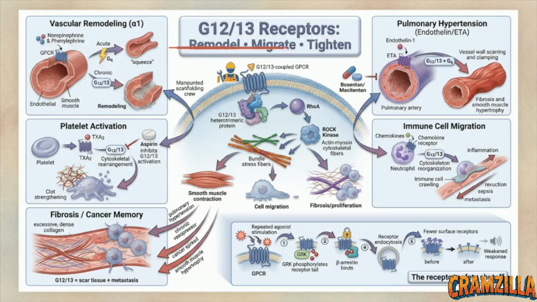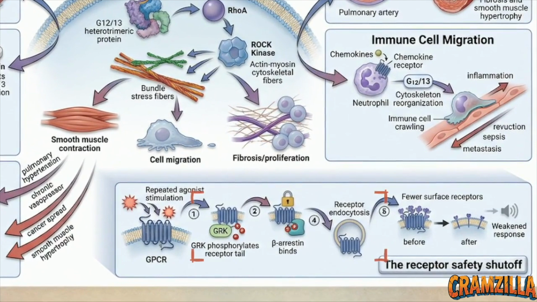Bringing the entire schematic back into view, the relationship between structure and tolerance becomes clear. On the top and left, we have the builder. The G12/13 pathway utilizes Rho and ROCK to force cytoskeletal shape changes, driving migration, fibrosis, and prolonged contraction. On the bottom right, we have the regulator. GRK tags the receptor, beta-arrestin blocks it, and internalization hides it, causing tachyphylaxis and tolerance.